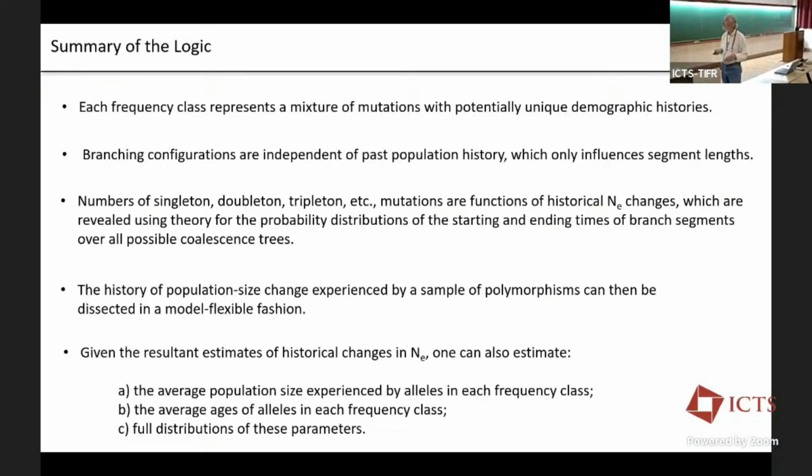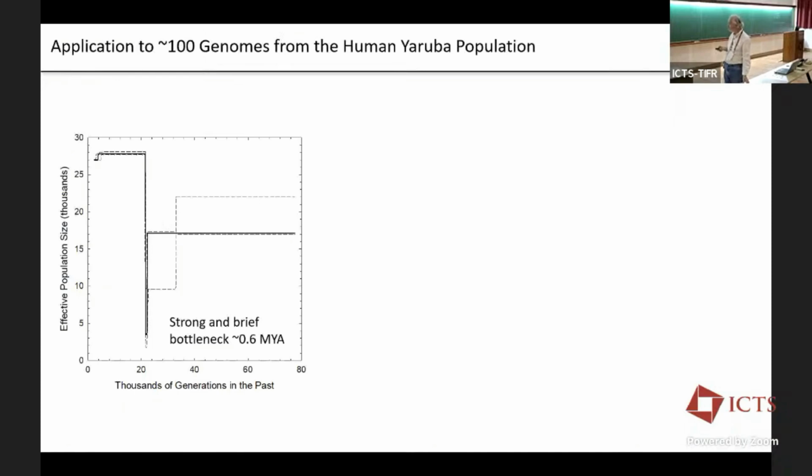The other neat thing about this is if you can figure out the N_e at all the different episodes, then you can ask, what's the average age of an allele, average age of all the singletons, doubletons, and so on. You can ask, what's the average effective population size that singletons have experienced over the course of their history, doubletons, and so on. And in fact, get the distribution of this. So when we first worked this out, I think a reviewer wanted us to apply it to real data. So we applied it to a sample from the African Yoruba population, about 100 genomes.